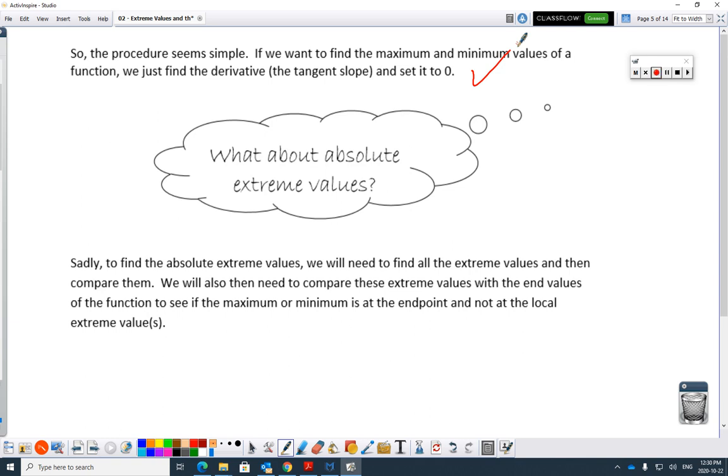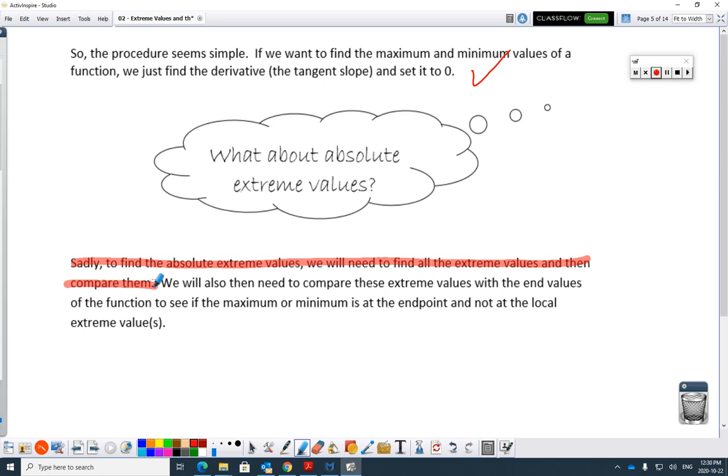Absolute's a little tougher. Just a little bit tougher. Sadly, to find absolute, this is going to get highlighted, because this is a test question that is usually perfect. Virtually everybody gets it perfect. And then there'll be a couple people that completely do it wrong because they don't understand one important thing. Sadly, to find absolute extreme values, we need to find all the extreme values and then compare them. It's going to be a little bit of work.